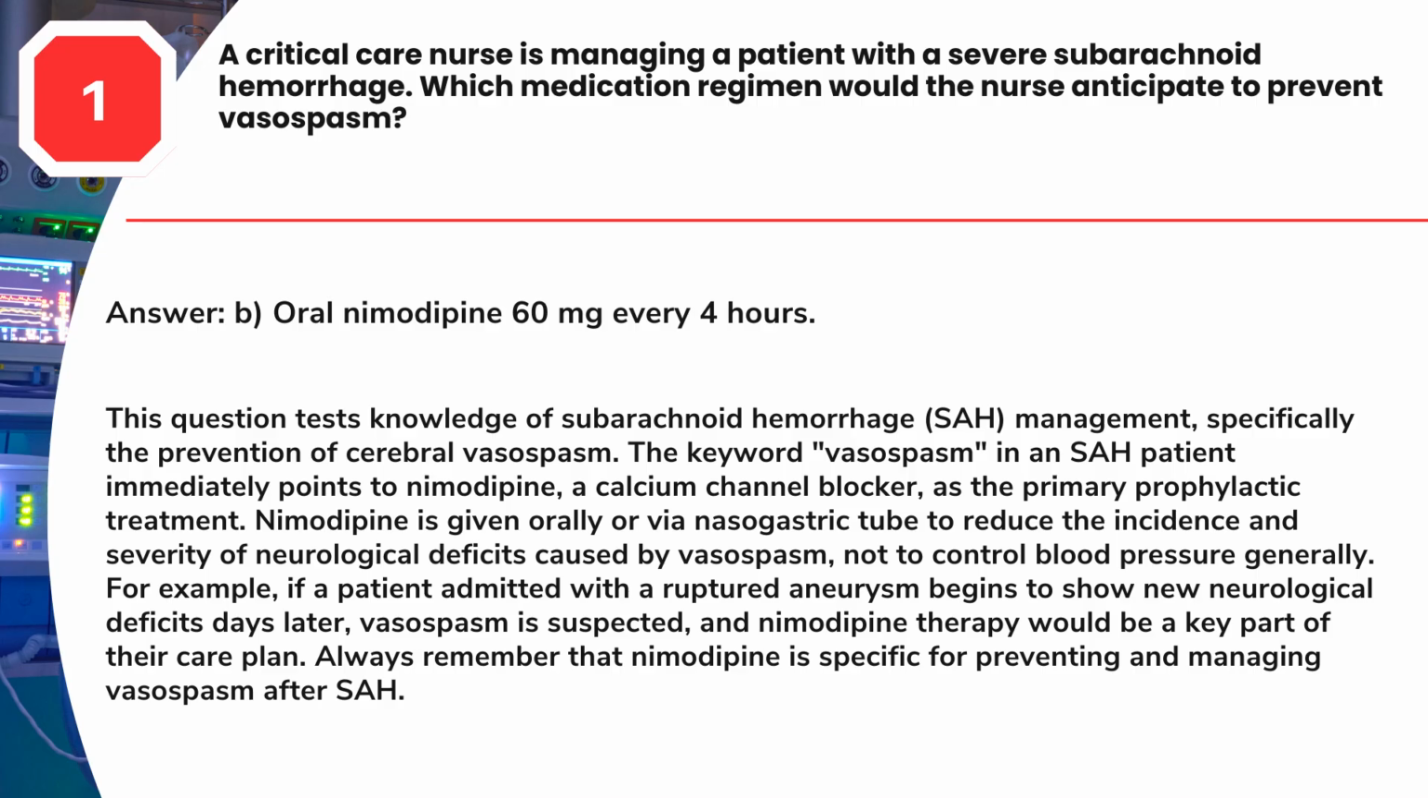The keyword vasospasm in an SAH patient immediately points to nimodipine, a calcium channel blocker, as the primary prophylactic treatment. Nimodipine is given orally or via nasogastric tube to reduce the incidence and severity of neurological deficits caused by vasospasm, not to control blood pressure generally. For example, if a patient admitted with a ruptured aneurysm begins to show new neurological deficits days later, vasospasm is suspected, and nimodipine therapy would be a key part of their care plan. Always remember that nimodipine is specific for preventing and managing vasospasm after SAH.